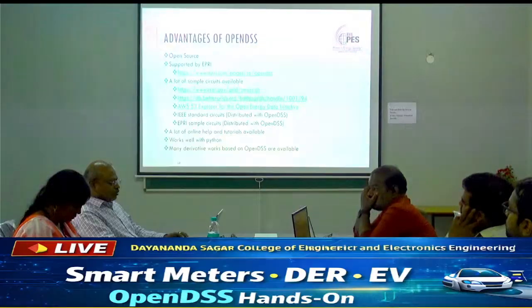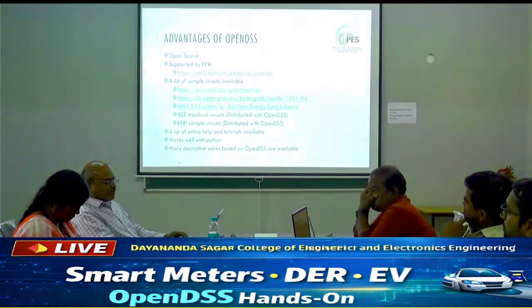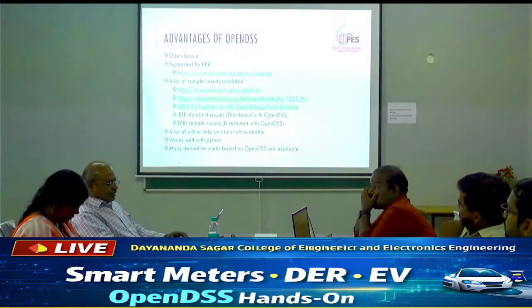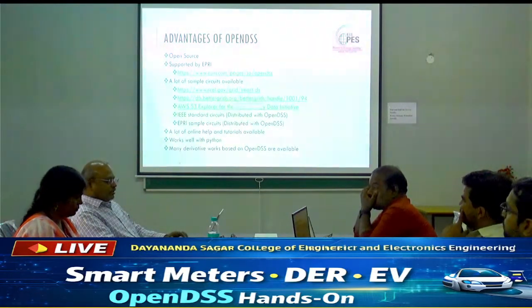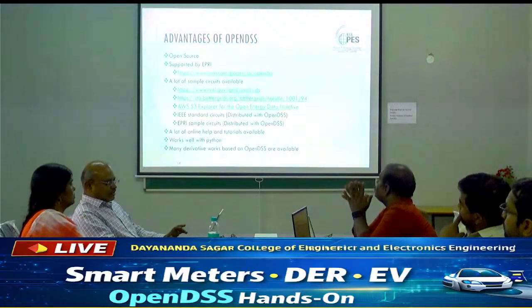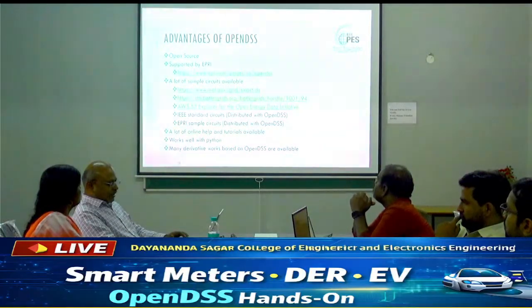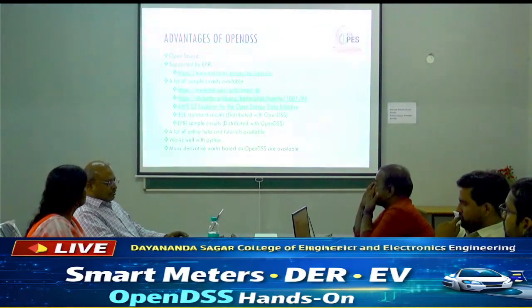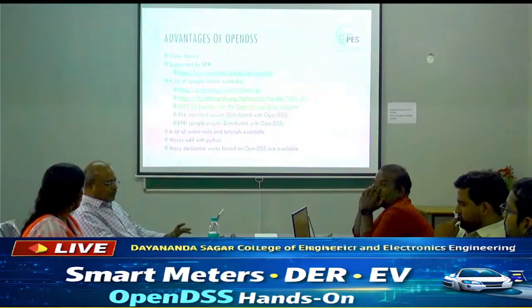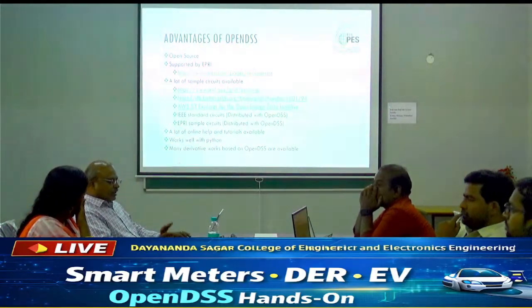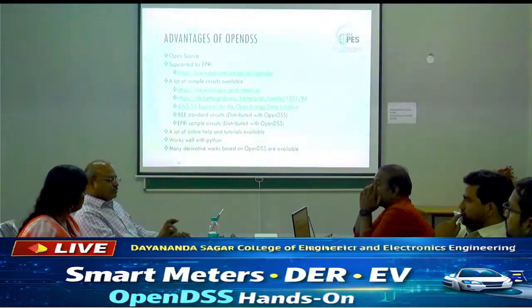The advantage of OpenDSS is that it is open source, supported by EPRI, and has a lot of sample circuits available. This is the one I told you about, with a lot of US cities and sections in different places; the entire OpenDSS model is available. And IEEE circuits, EPRI circuits, are all available. Tutorials, everything is there. And if you search on the net, you can find a lot of derivative works based on OpenDSS.